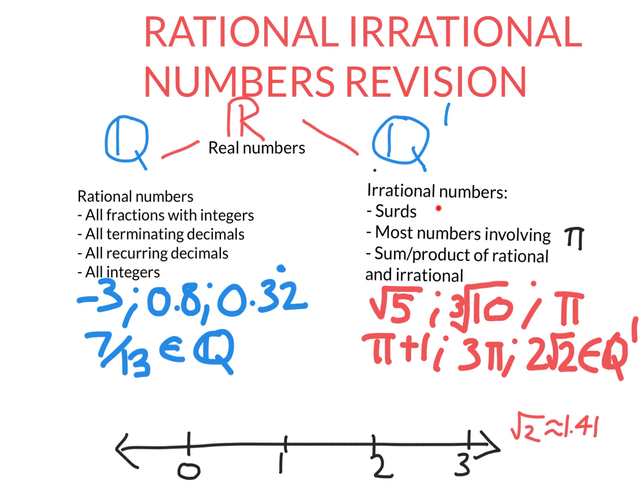Now I just want you to be careful with surds, because it's not the case that every time you see a root sign the number's irrational. So for example, something like root 36, I'm going to write over here, it's rational, because 36 is a perfect square. In fact, root 36 is just 6, and 6, being a whole number, is rational.